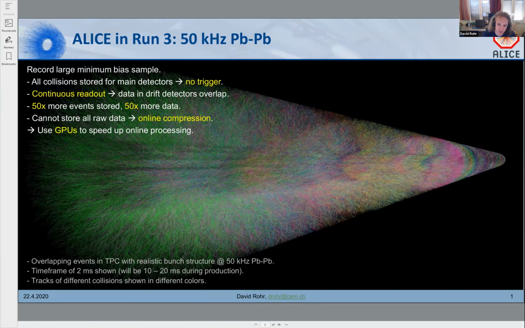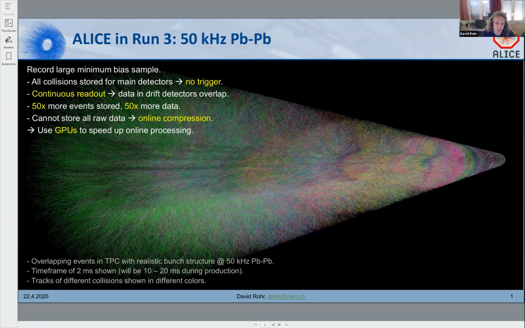And this is an illustration that shows the tracks in the TPC, the time projection chamber, where just the time is scaled linearly to the Z coordinate. Therefore, it becomes a very long drift volume in this illustration. And what is shown here is 2 milliseconds of data. And in the end, we want to process 20 milliseconds at once. So this will become much longer than it's shown here.